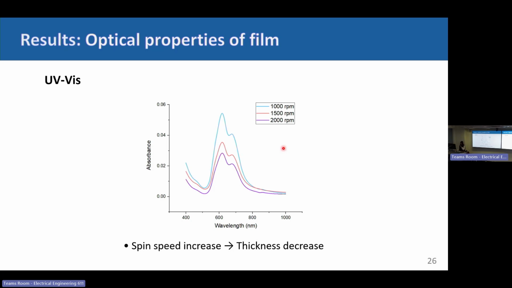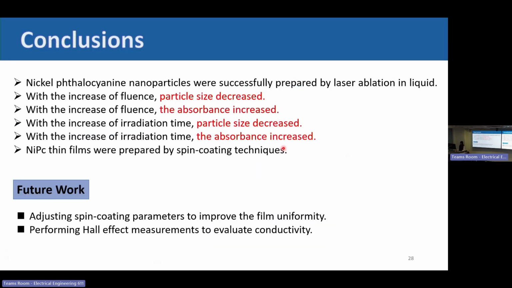So this is the problem I'm facing now, but I got quite a lot of inspiration from the McLaughlin group, and I think I can do something to improve this spin coating process. So next part is the conclusion.